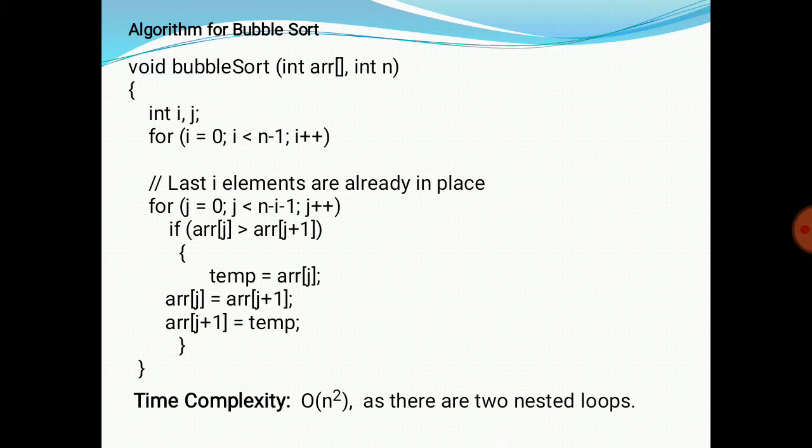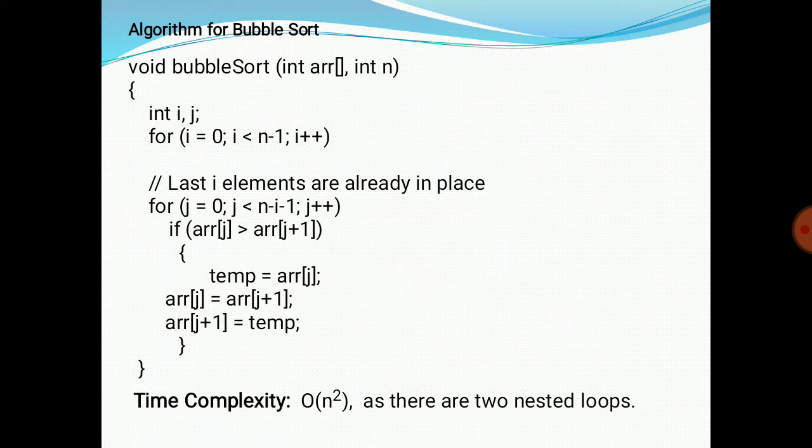It means in each iteration of the inner loop, the adjacent elements will be compared. First will be compared with second, second will be compared with third, and so on. And if first is greater than second, or predecessor is greater than successor, they will be swapped. Otherwise, the condition will become false and the new iteration will start. So whatever I have explained in the previous slide is implemented using this algorithm.